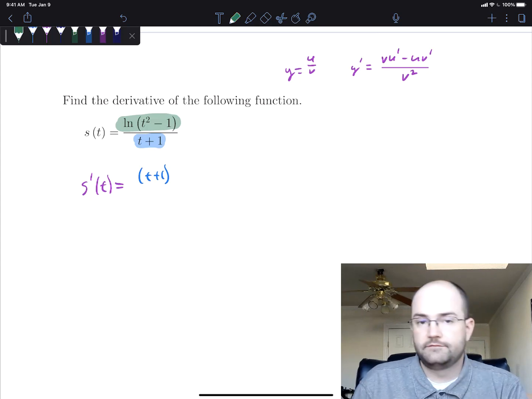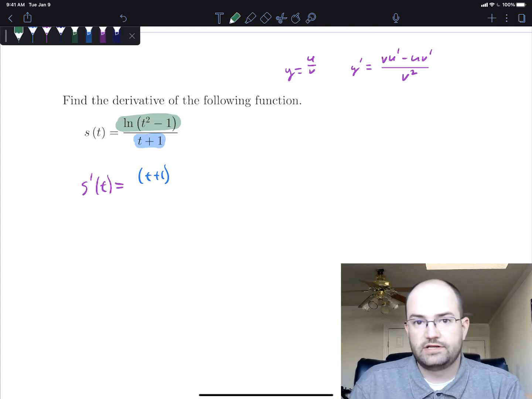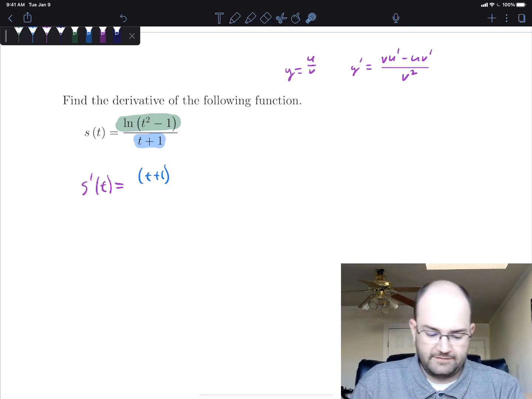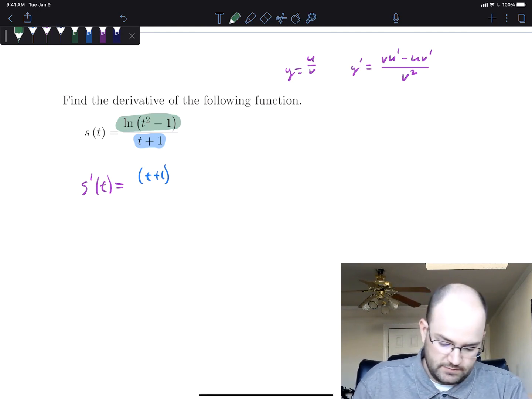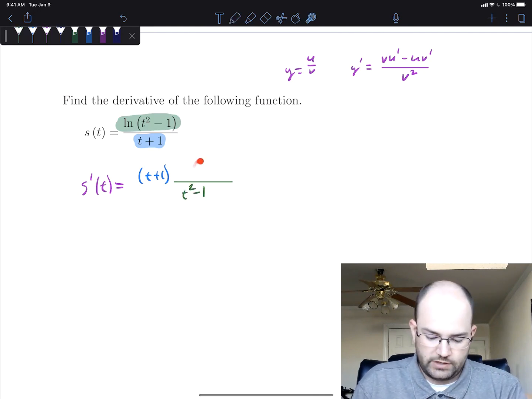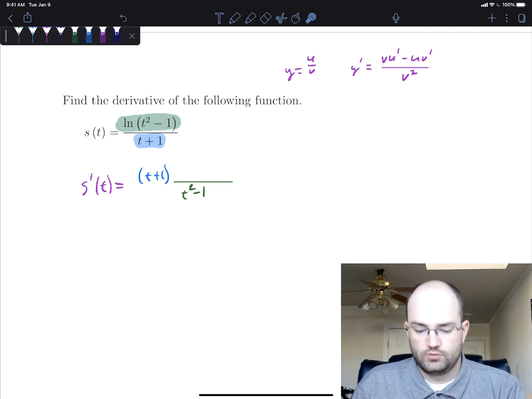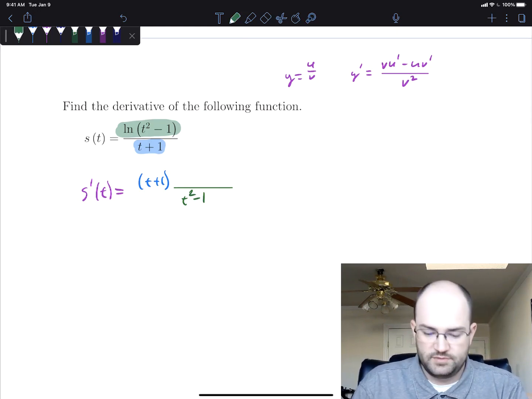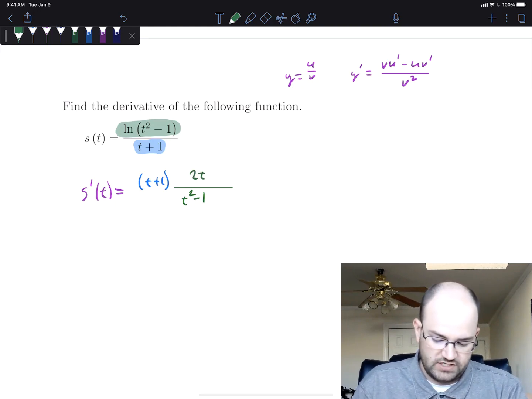So to find s prime of t here, it's going to be the denominator, t plus 1, times the derivative of the numerator. Now the numerator is the natural log of t squared minus 1. The natural log means that there is no scaling factor, but we still have a denominator of t squared minus 1, which is the argument. The numerator here is going to be the derivative of the argument, which is 2t.